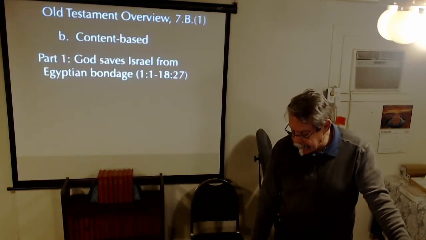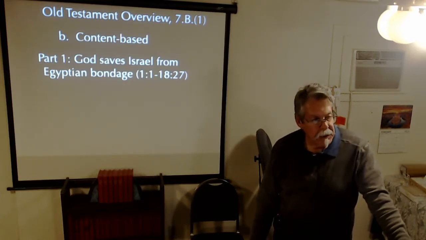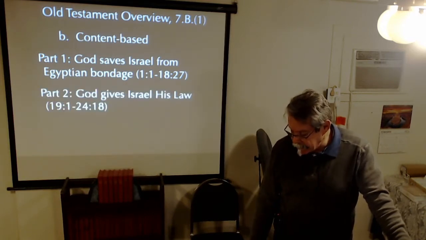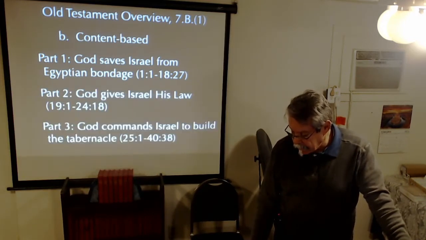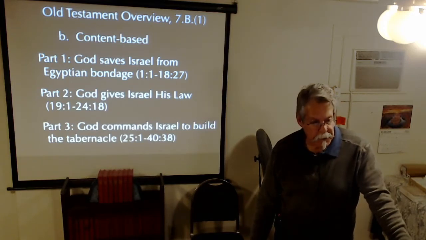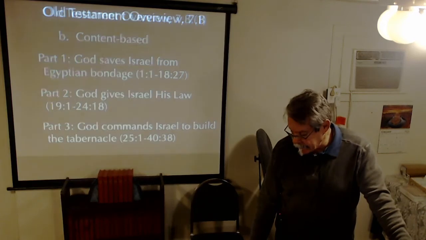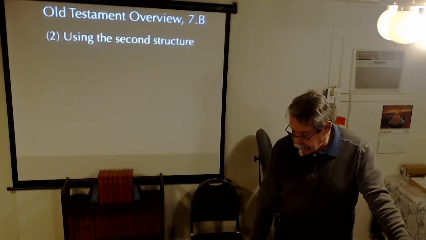And content-based tells us that the first part is God saves Israel from Egyptian bondage, and that's where we're in right now, as a matter of fact. Then God gives Israel his law, and finally God commands Israel to build the tabernacle. And so there's different ways to look at it depending on which you want to emphasize, okay? We started then into using the second structure.